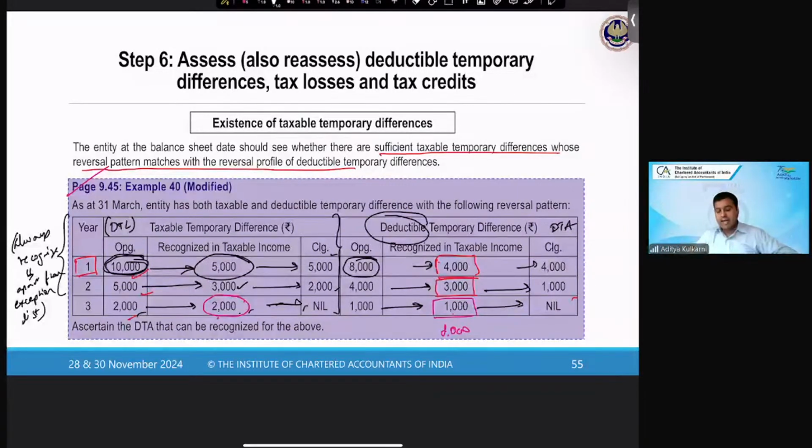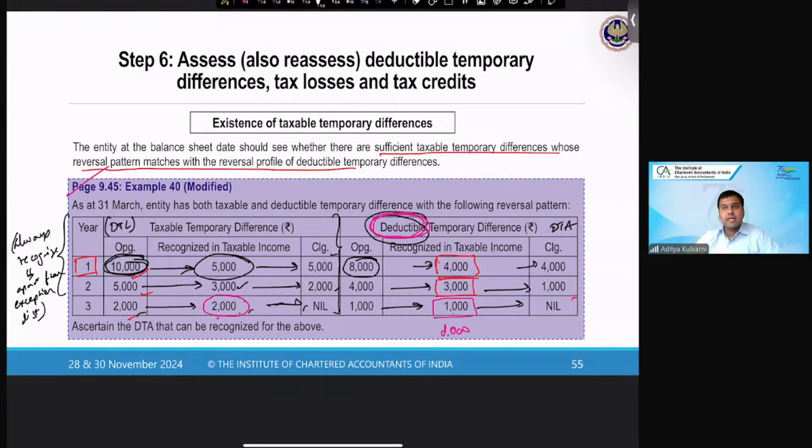Now what the standard tells is, now be very careful. I can recognize this deductible temporary difference only if two conditions are fulfilled. What is a deductible temporary difference? It is basically an item of expenditure that you can claim in the future. It is deductible in the future.